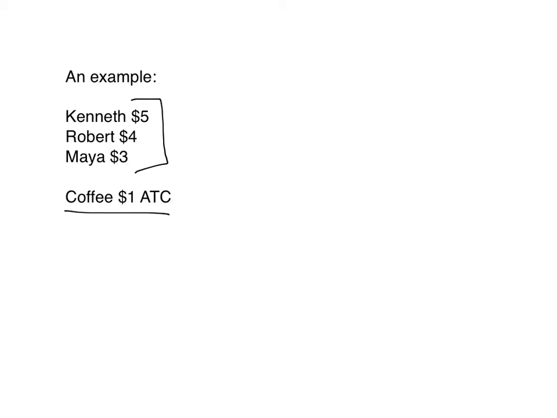Maya's $3. So let's suppose that I were going to charge a uniform price, the same price to everyone. Everybody gets coffee for the same price. In order to sell coffee to all three customers, what price would I have to charge? Well, to get Kenneth, Robert, and Maya in the market, I'd have to charge $3.